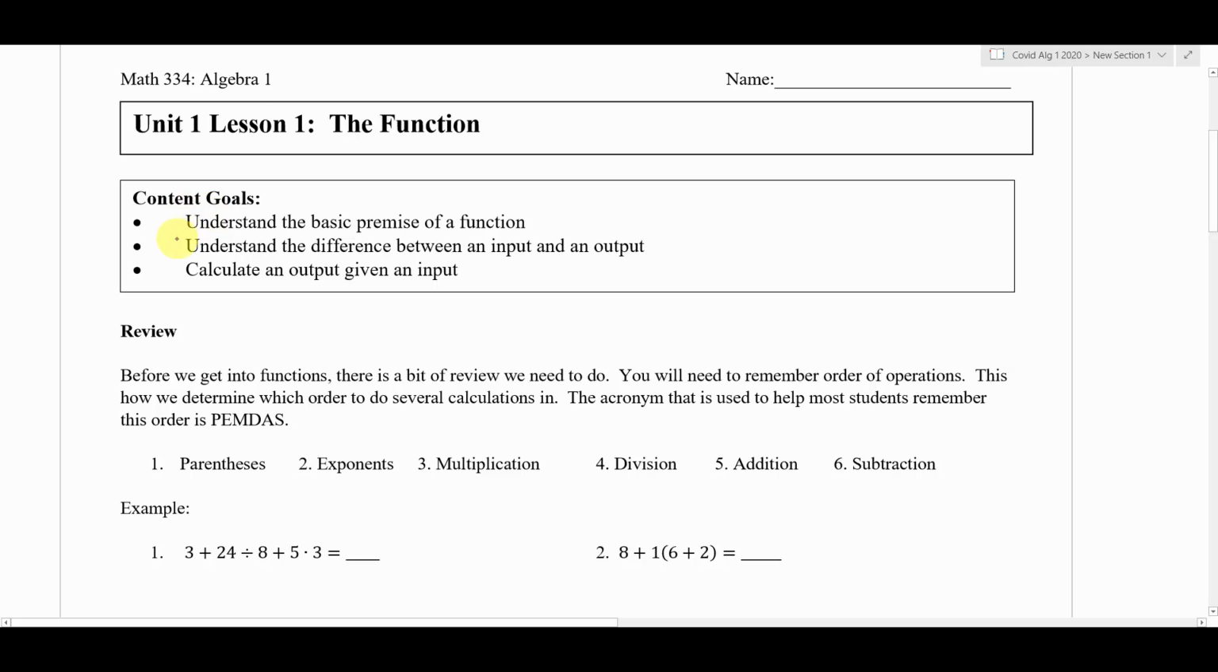Today what we're going to talk about is this thing called the function. Our goals are to understand the basic premise of a function, understand the difference between an input and an output, and calculate an output given an input for a function. We'll see what all of that means as we go through the lesson. But those are our goals. Those are the things we want to make sure we know how to do.